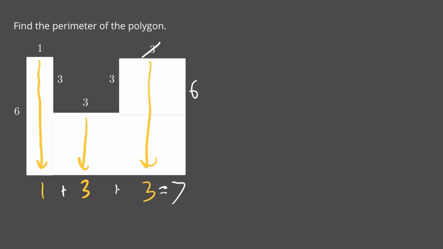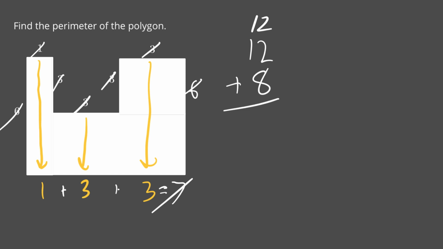We have 1, 2, 3, 4 3s. So 3 times 4 is 12, plus 6 and 6, which is another 12, and then 1 and 7, which is 8. Adding these together, we get 8 plus 12, which is 20, plus 12, 32. There are no units on this problem, so the final answer is 32.